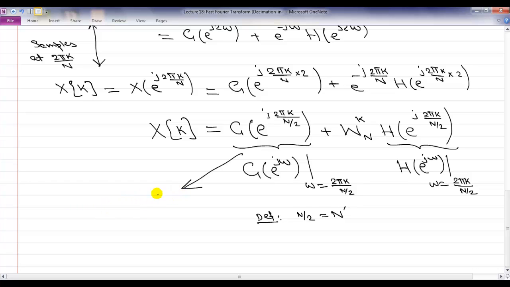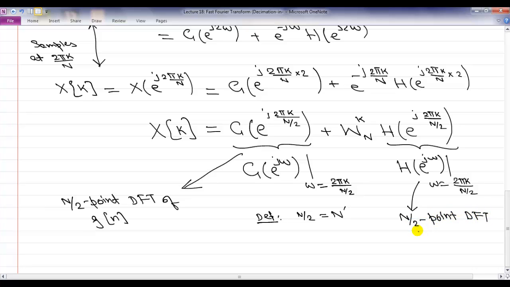So this G of e to the j 2 pi k over n by 2 is nothing but the n by 2 point DFT of g[n], where g[n] is all the even values of my original sequence. Similarly, we can say that this H of e to the j 2 pi k over n by 2 is nothing but the n by 2 point DFT of h[n]. Okay.